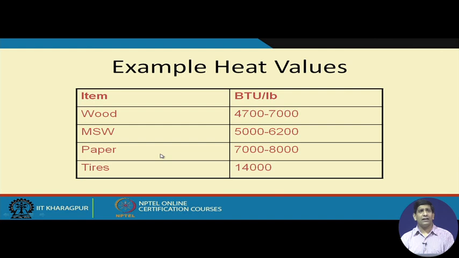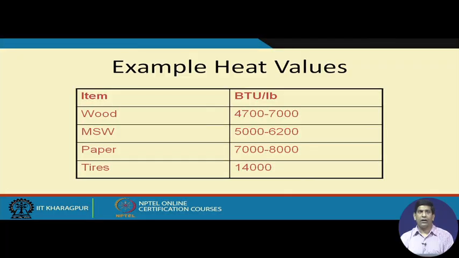So if you look at some other examples here: wood, municipal solid waste, paper, tires, and these are some of the ranges. For wood, it's 4,700 to 7,000. For MSW, 5,000 to 6,200. And again, this MSW is more from the Western world. Most of this data is from the US and the Western European countries. So their MSW is way different than our MSW. So we don't think that MSW in India will have 5,000 to 6,200 BTU per pound. It will not have that as of today.